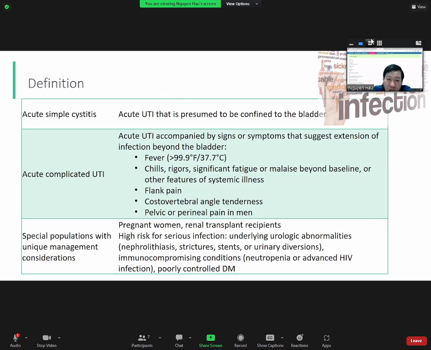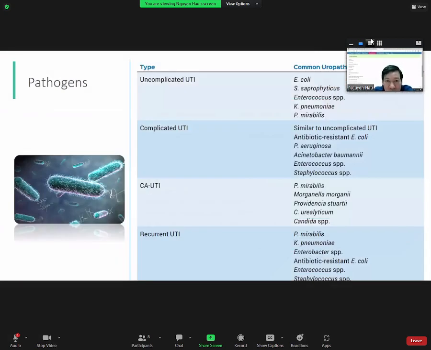The patient usually presents with symptoms, for example, fever and chills, rigors, shivering, significant fatigue or malaise beyond baseline, or other features of systemic illness. Flank pain, costovertebral angle tenderness when you examine the patient, or pelvic or perineal pain in men. And you have to emphasize some special populations, such as pregnant women, renal transplant recipients, immunocompromising conditions or poorly controlled diabetes mellitus. I think this is so important.